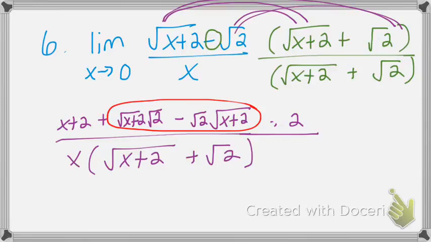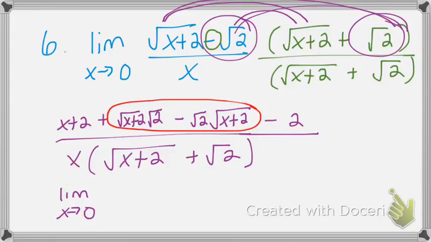And I noticed one more mistake that I made. When I multiplied this and this, I forgot to multiply the negative with it. That should be a minus. Alright, so the middle part goes away because one's a plus and one's a minus. So now we end up with the limit as x approaches 0, and let's combine the top. X plus 2 minus 2 is just an x.